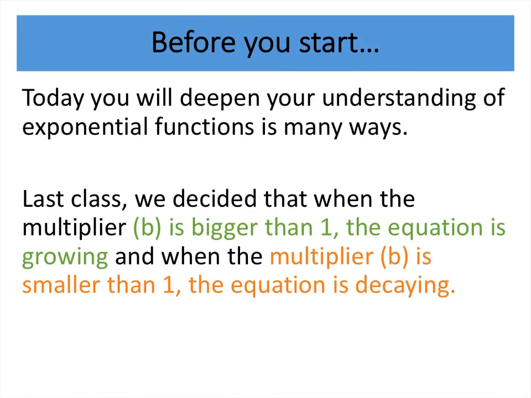So today you're going to deepen your understanding of exponential functions in a bunch of ways, but just remember something that we talked about in the homework portion: if b is bigger than 1, the equation is growing, and if the b value is smaller than 1, the equation is decaying, or going down. So we need to be sure that you have that memorized. There are very few things that I'm going to have you memorize in this class, but the b value will determine whether it's growing or shrinking.